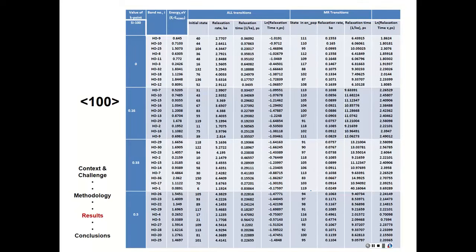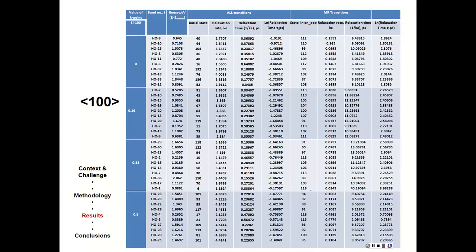And then this is the energy difference between this state and the HOMO, and this state and the HOMO, like every state and the HOMO. These 4 columns for all transitions include direct and indirect transitions. And this one, momentum restricted transitions, includes only direct transitions. These 4 columns.